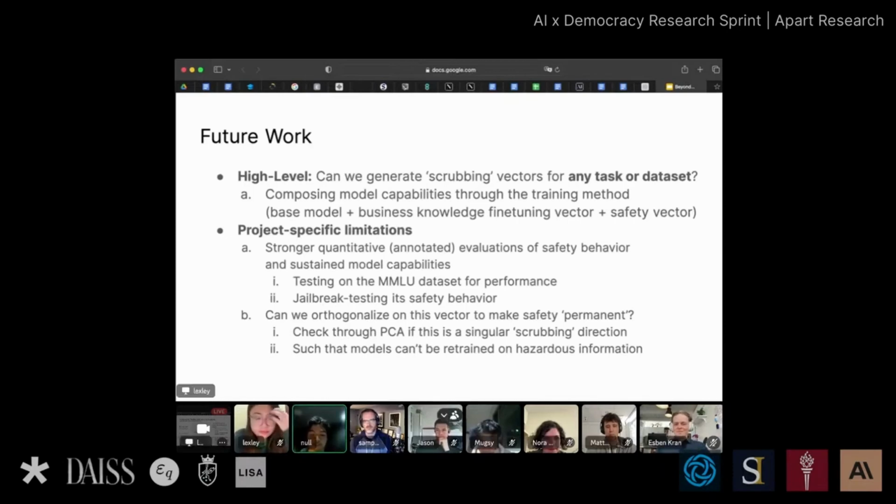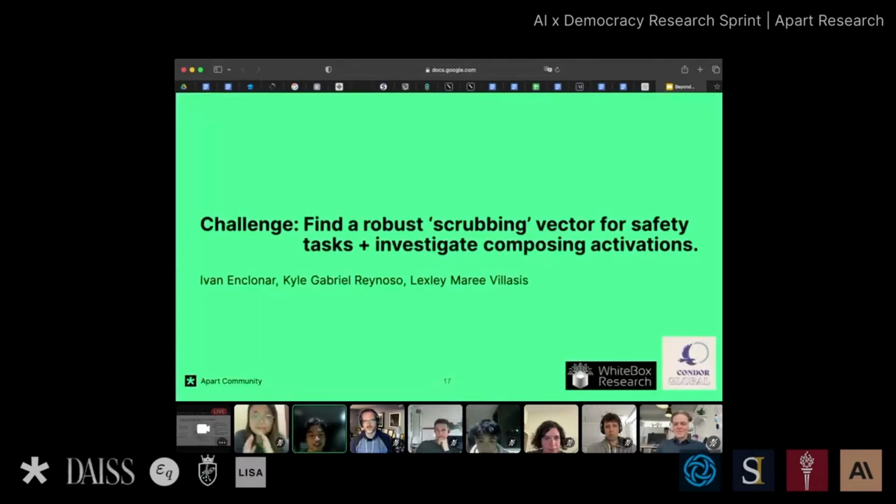And the last word is sort of just a challenge. So our challenge from this point on is to find a robust scrubbing vector for safety tasks, and then investigate whether or not we can actually compose activations to be able to develop models that are composable and also have sort of stacking capabilities. Yeah, that concludes the presentation.